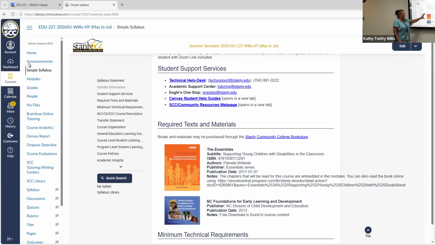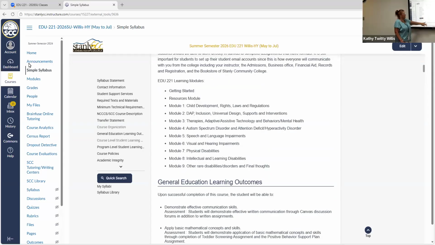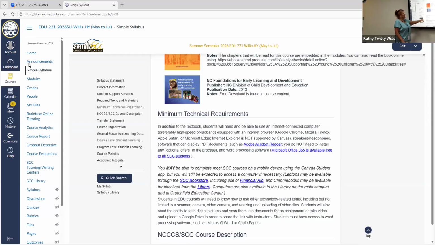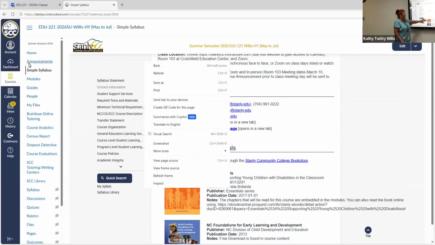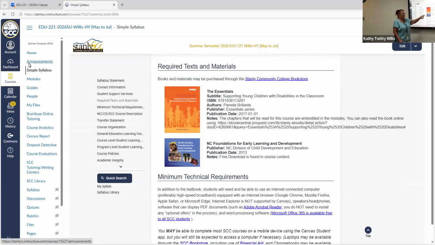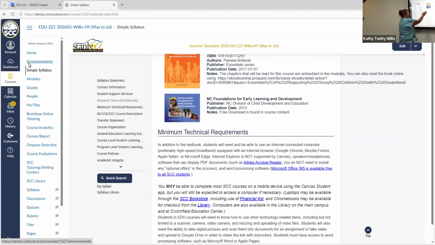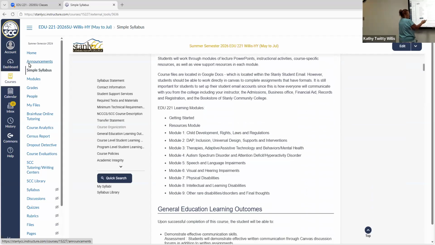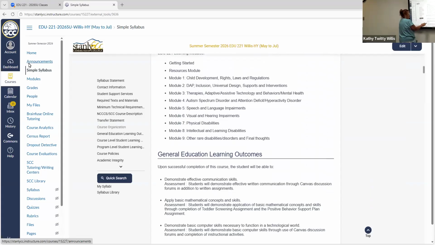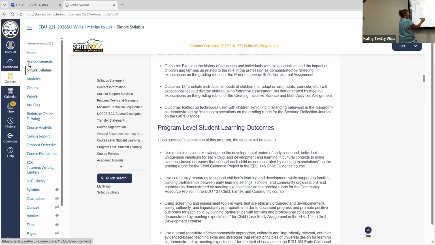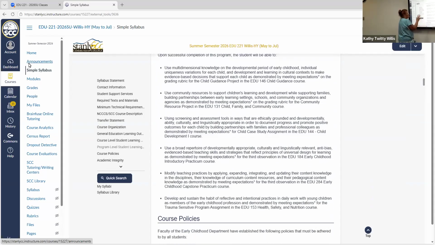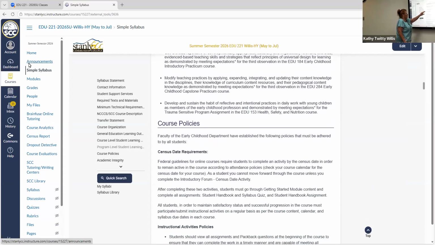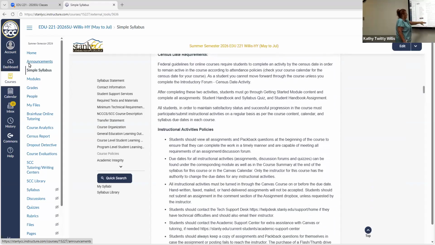So the required text for this particular class is going to be here, the Essentials, and then the North Carolina Foundations for Early Learning and Development. It goes on to tell you what your technical requirements are, as well as course organization. It talks about our different modules, what we're going to be going over this semester. And then there are some learning outcomes, which I hope you all will go over and will actually be able to acquire the knowledge that is here.